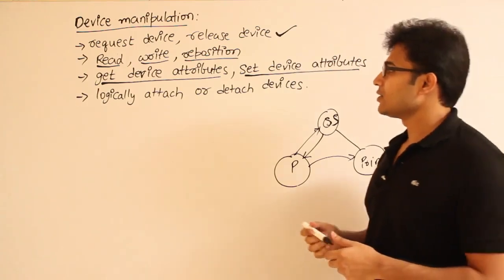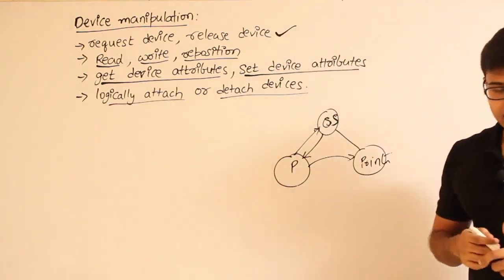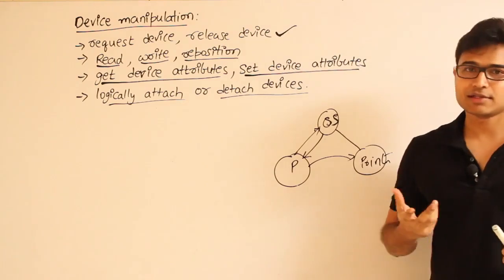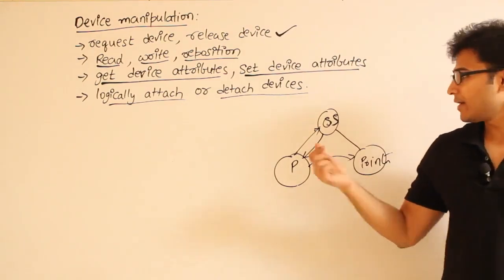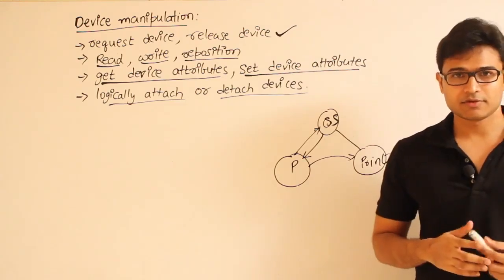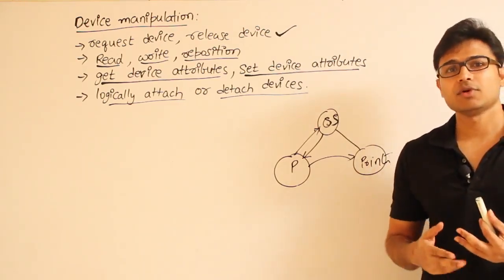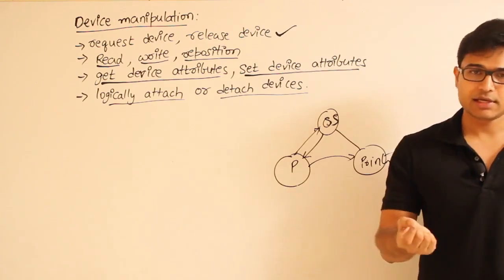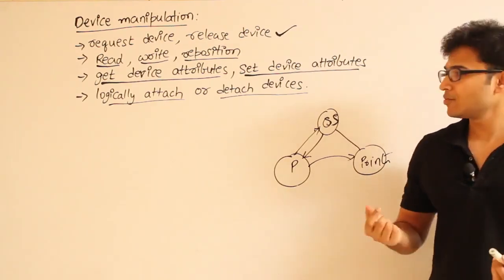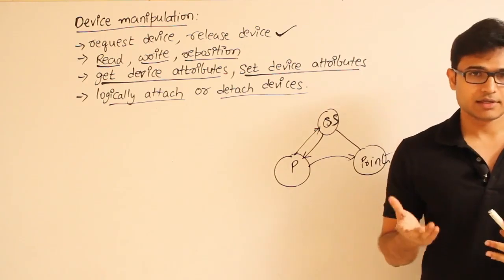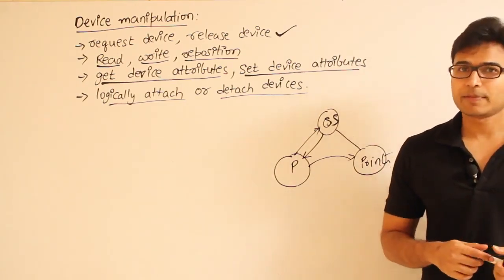The next one is logically attaching a device or logically detaching a device. Attaching and detaching a device is nothing but enabling the device drivers. Again, it is done by the operating system only. For example, if you connect a new printer to your computer, you are supposed to attach it. Even though you physically attach it, your device drivers have to be ready. In some operating systems it is done automatically, and in some you are supposed to use the system call, right?